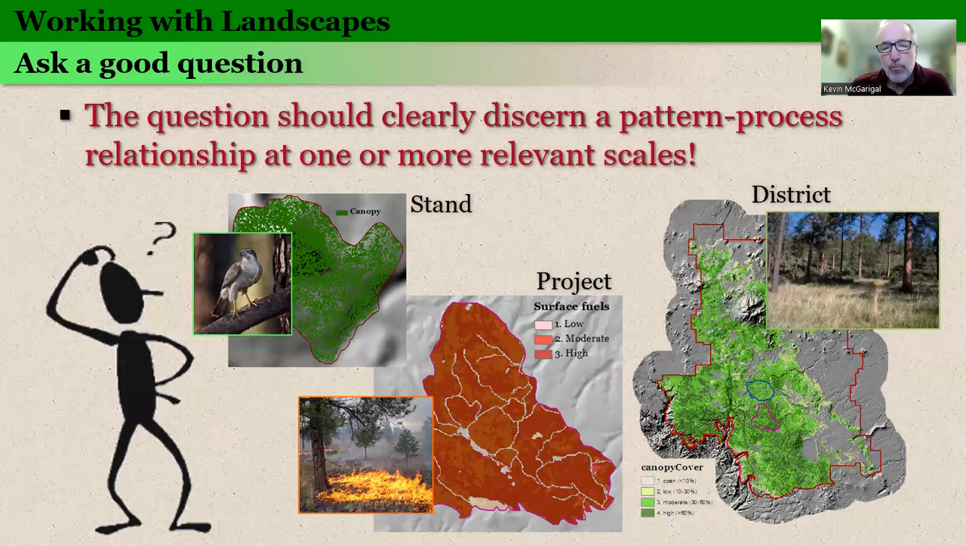In the middle, at the project level scale, and this is a project in the sense of a classic NEPA project on a national forest, we have a pattern in surface fuels and how that may relate to fire behavior, such as the risk of high severity fire. So again, we have a clear pattern and process, in this case at a slightly coarser scale.